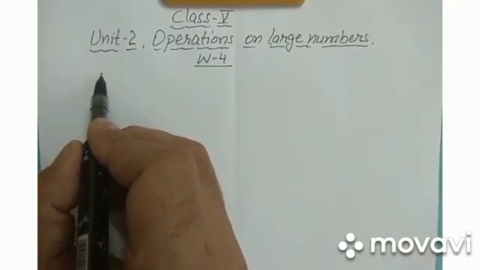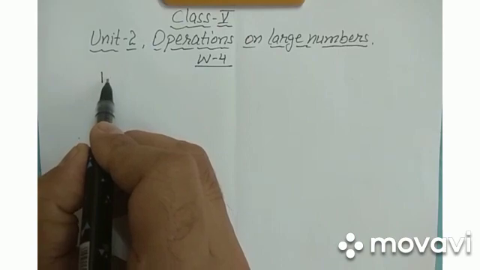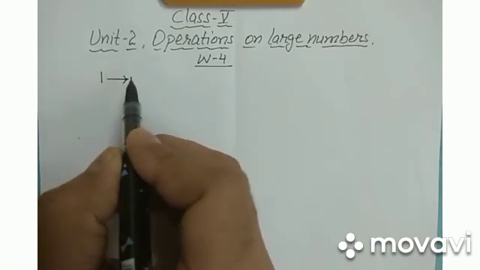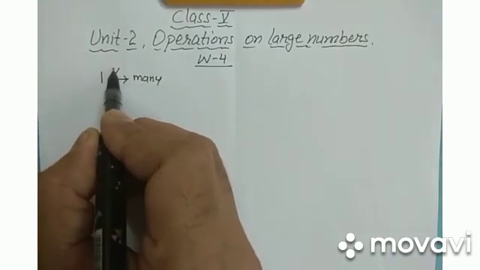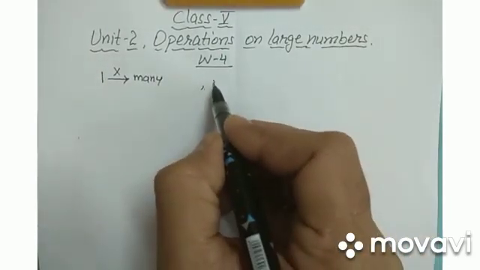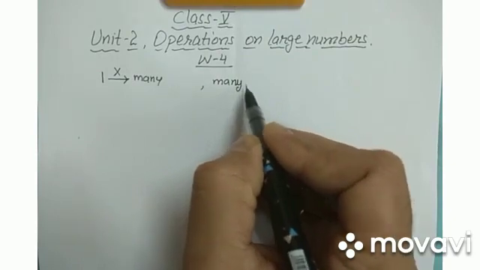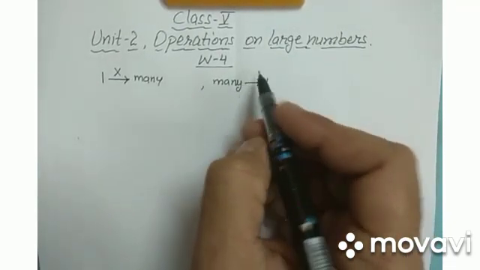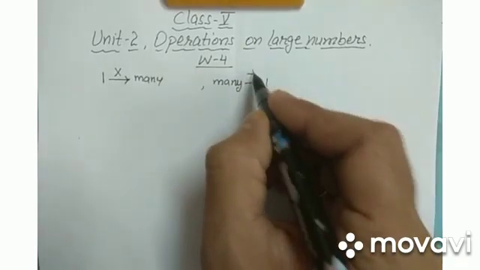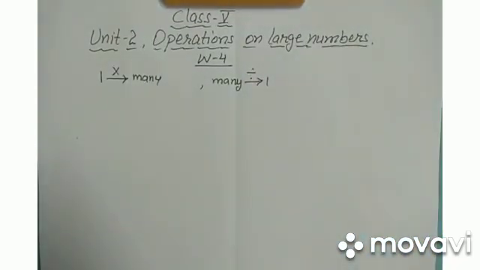When one thing is given and we have to find out many of the same type, then we have to multiply. And when many things are given and we have to find out the one from them, then we have to divide. So that is what we discussed yesterday.